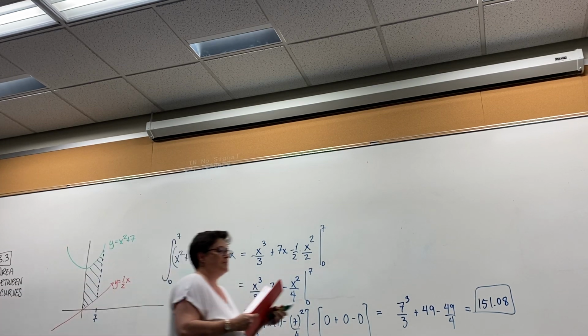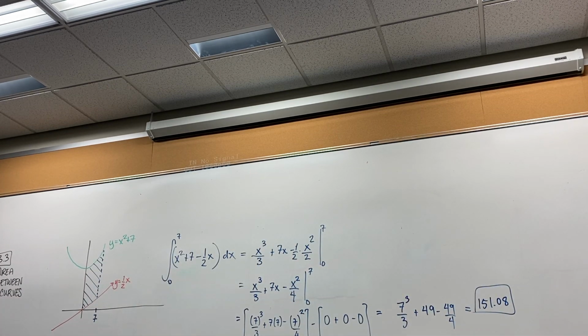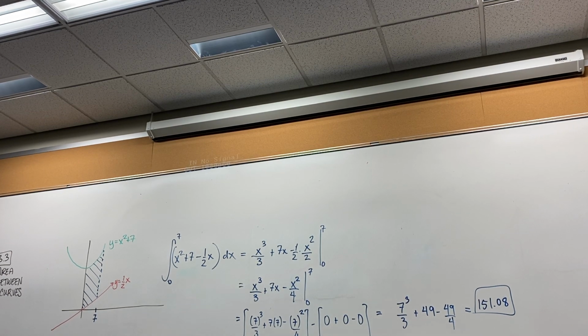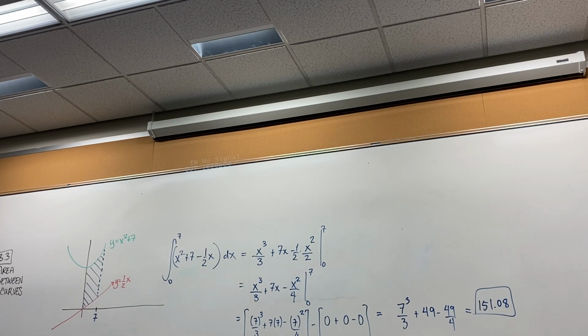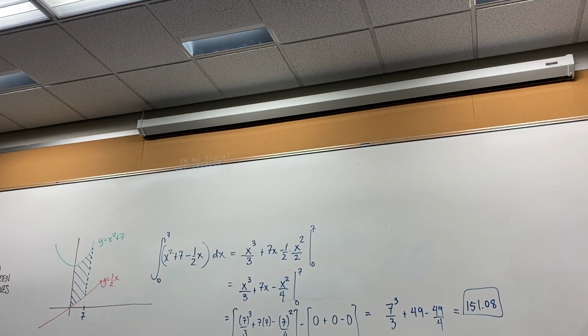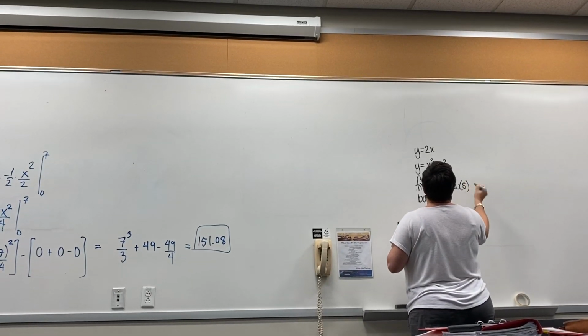This time I'm going to give them to you without a picture. I'm going to give you y equals 2x and y equals x cubed minus x squared. Find the area bounded. And this could be area or areas.